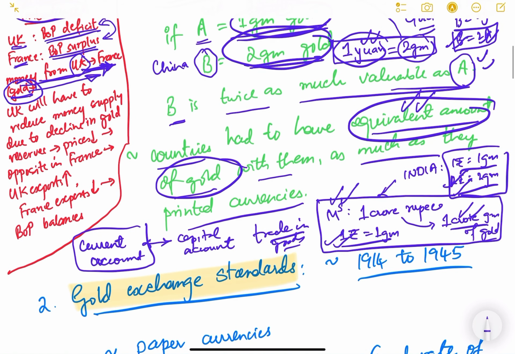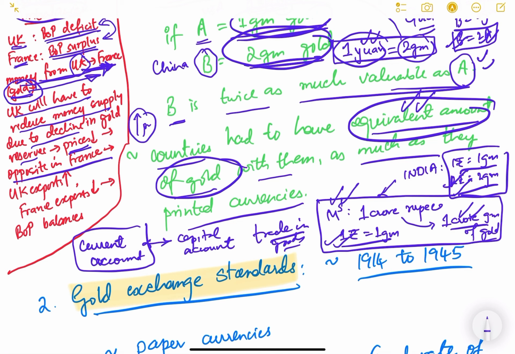Now since there is a gold outflow, UK will have to reduce its money supply because it does not have sufficient gold reserves now. And therefore since the money supply reduces, the price will drop, right? If money supply reduces, your price levels will drop, and because inflation will go down, prices will fall. And the opposite thing will happen in France. In France, what will happen? Money supply will increase and prices will go up.